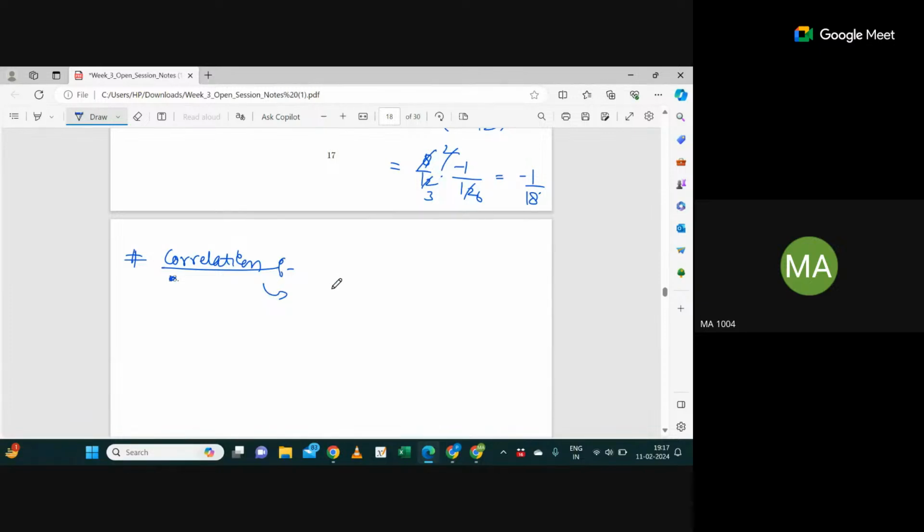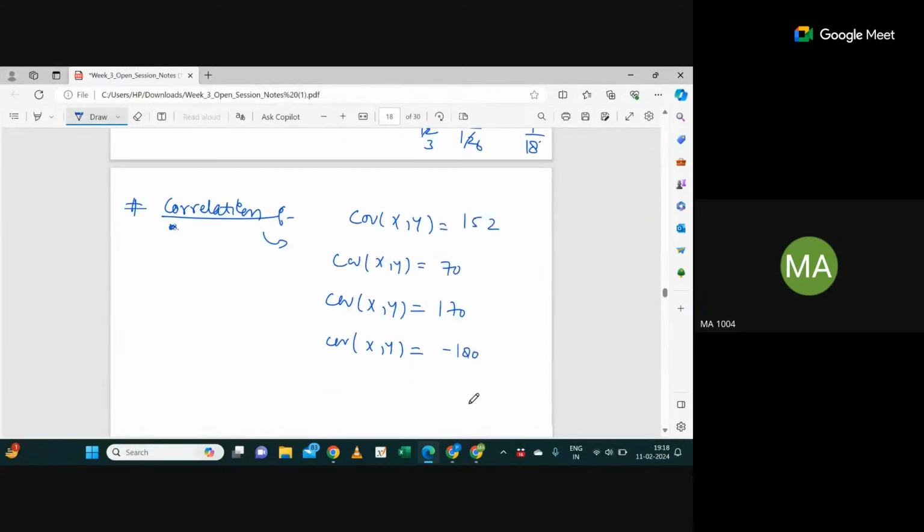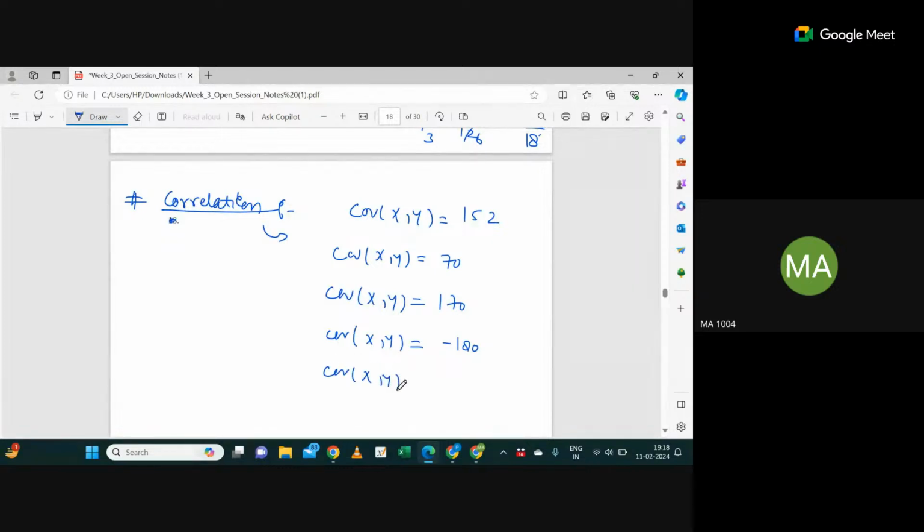First of all, if I talk about covariance of x comma y, for example, I got covariance between these two as 152, between these two let's say 70, between x comma y let's say 170, another x comma y is let's say minus 180, and another is minus 52. Which one is strong positive or moderate? By seeing the value, can we give any idea? Can we say 170 is strong?